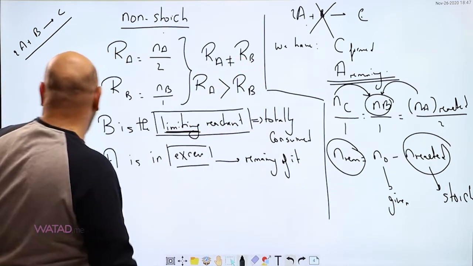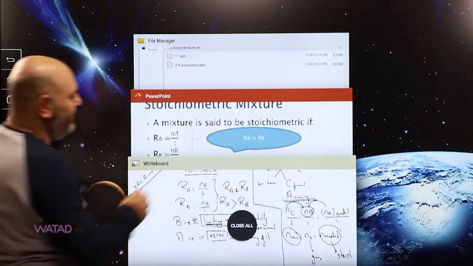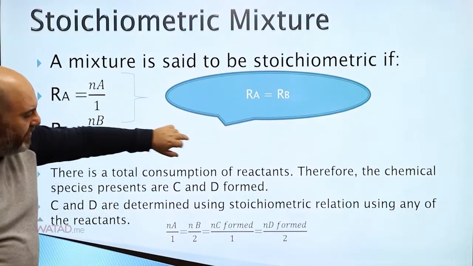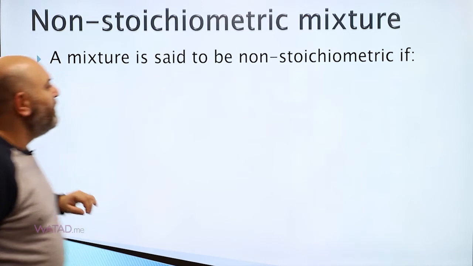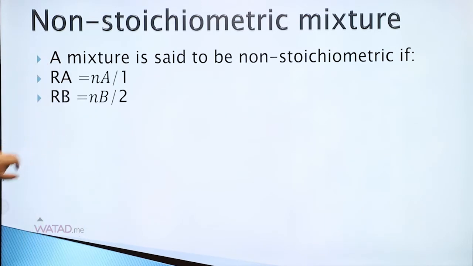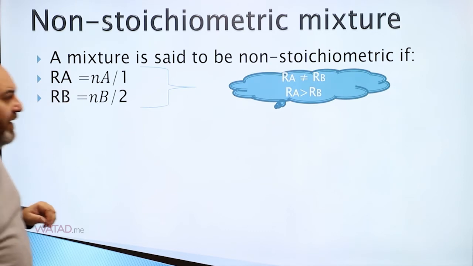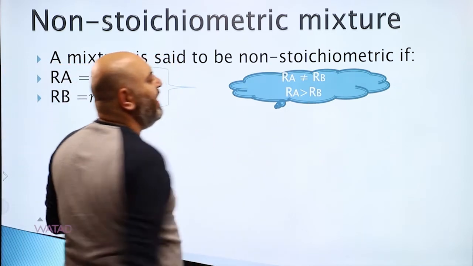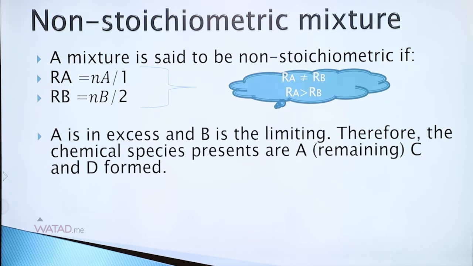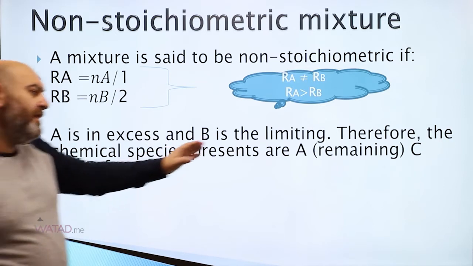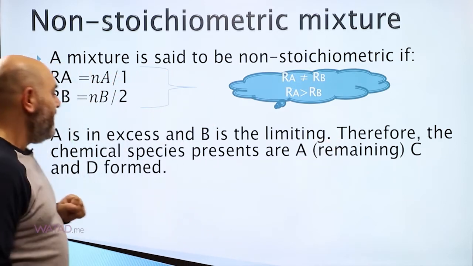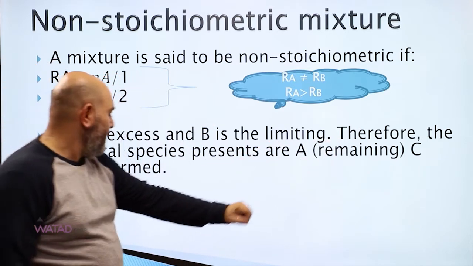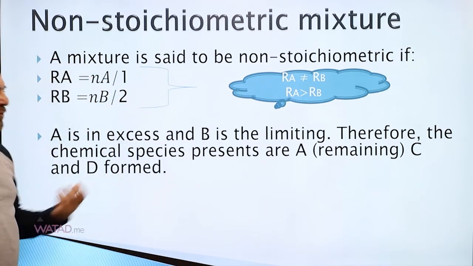Let me summarize all of this. Now, pay attention. If the mixture is a non-stoichiometric mixture, we are going to determine the ratios, but here the condition is that the ratios are not equal. We will consider the ratio of A greater than the ratio of B. What is the meaning of the ratio of A being greater than the ratio of B? It means that A is in excess and B is limiting. Therefore, if B is the limiting reactant, what do we have at the end of the reaction? We have the A that will remain, and C and D that are going to be formed.